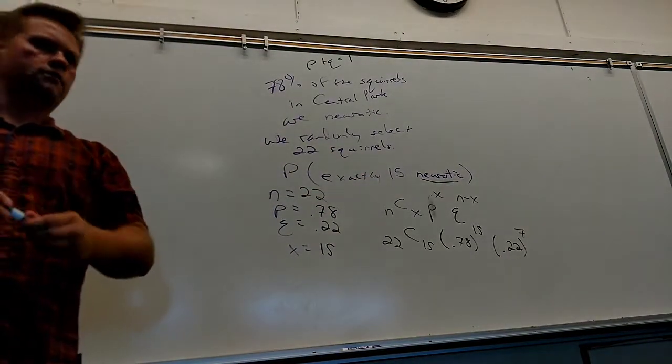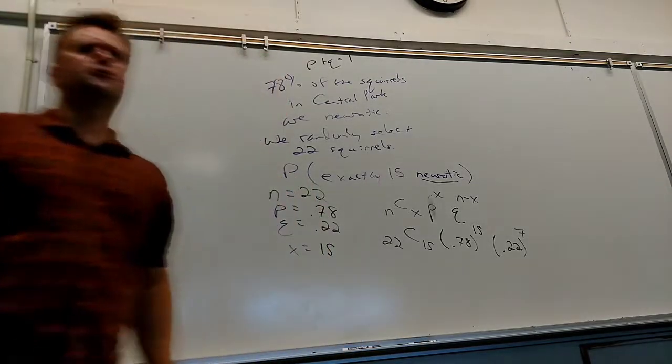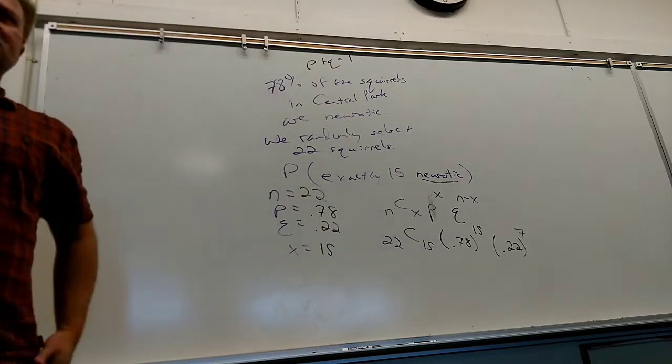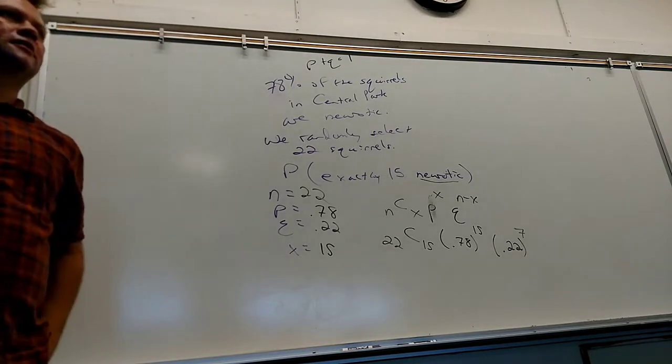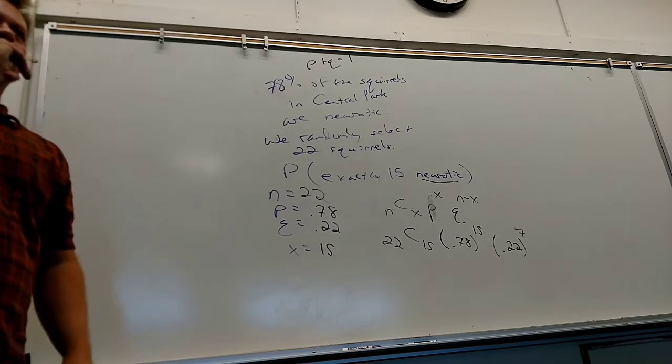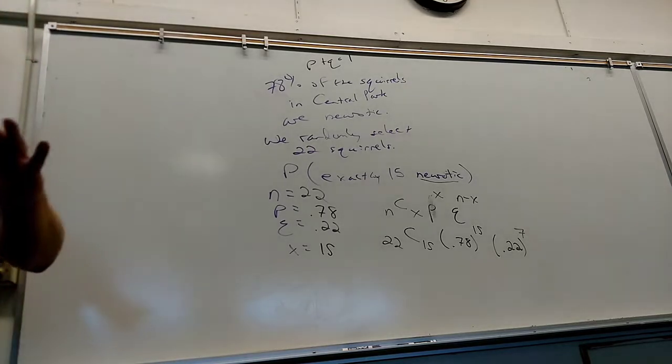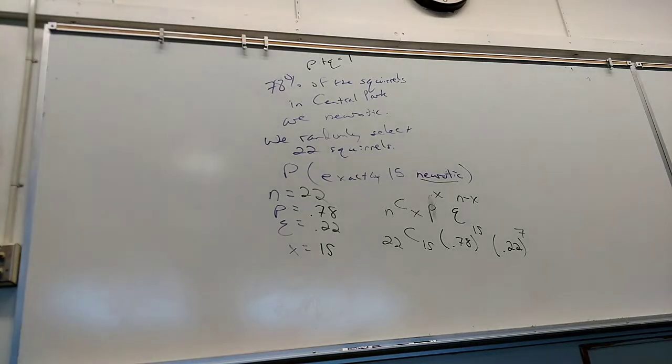See what you get. We'll find out what everybody else gets. Ooh, dissension in the ranks. You said what now? 1.0. Oh, okay, same thing. I was excited for a second. No, I thought 0.10. What do we got? 22 choose 15, times 0.78 to the 15th, times 0.22 to the 7th. Yeah, 0.1024.